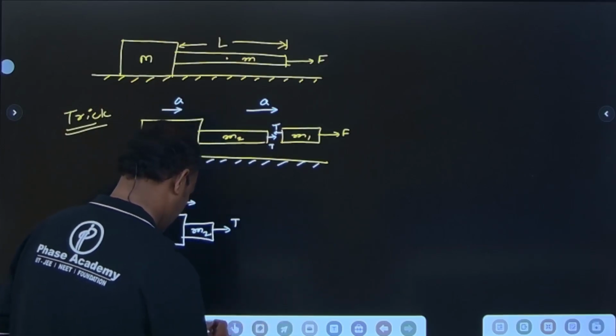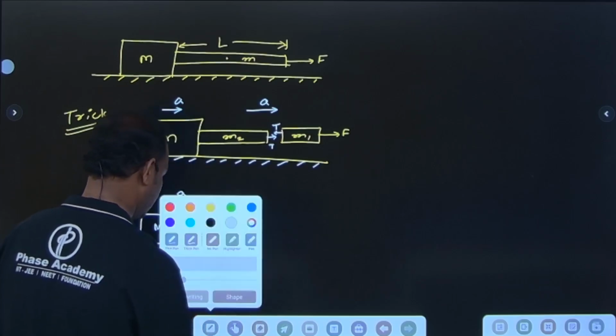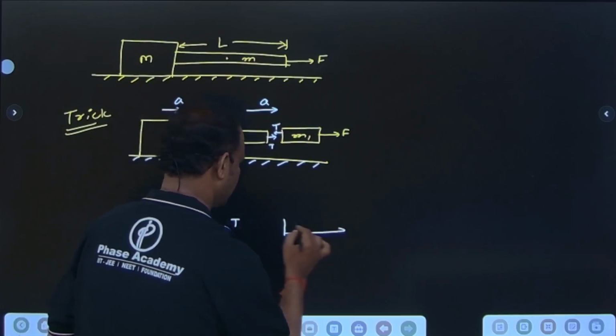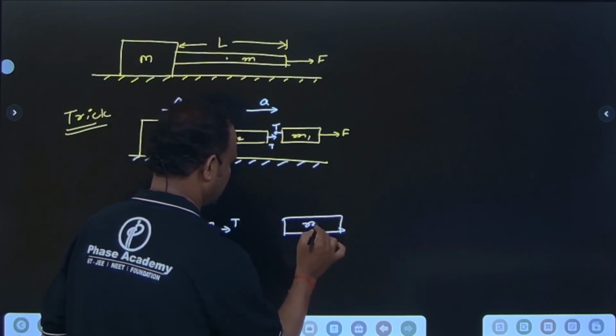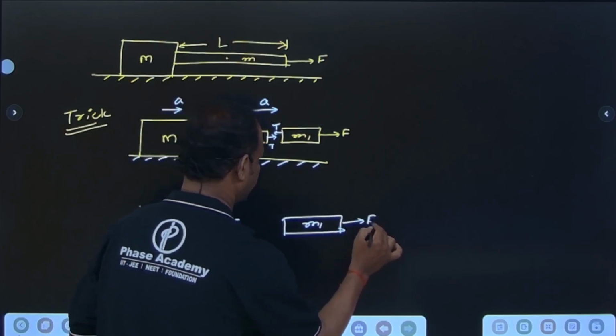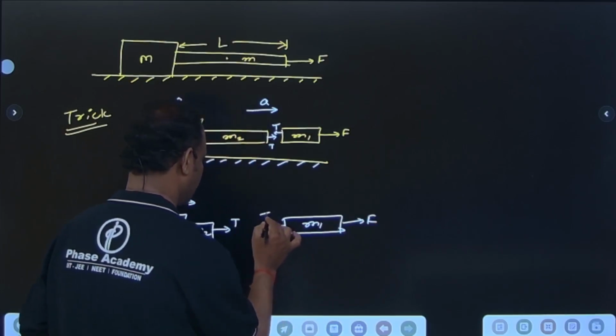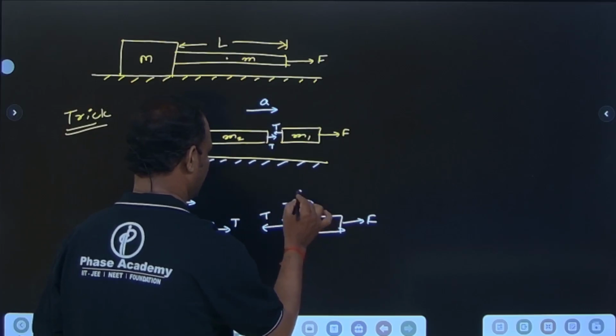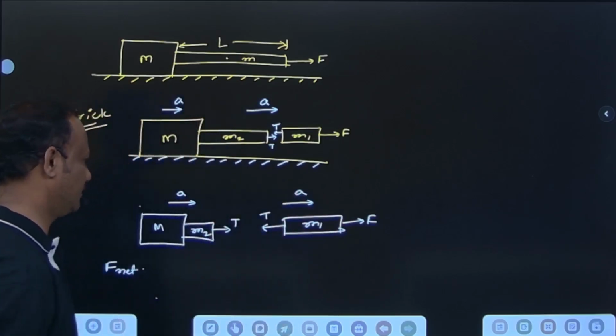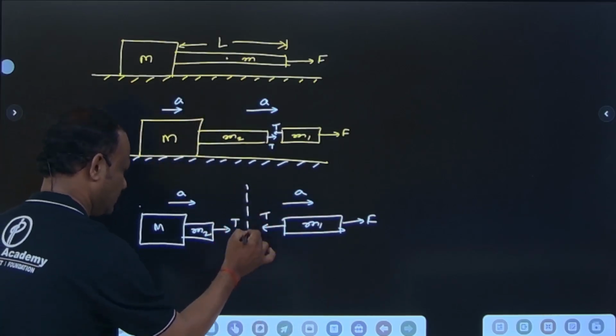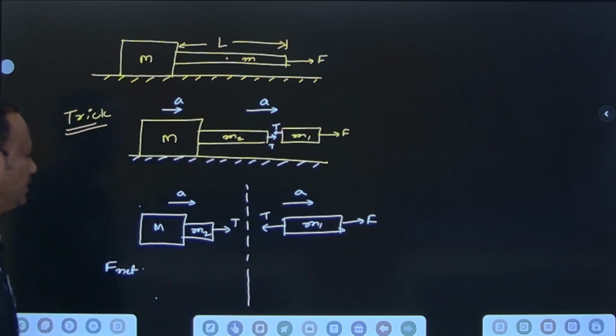Okay, so here I can say this. Its mass is M1. The applied force is capital F. Tension is T. Acceleration is in the forward direction. Yes, the individual FBD has been taken.